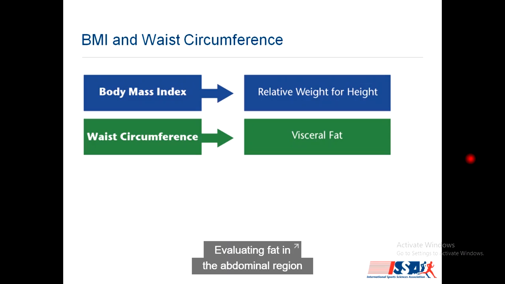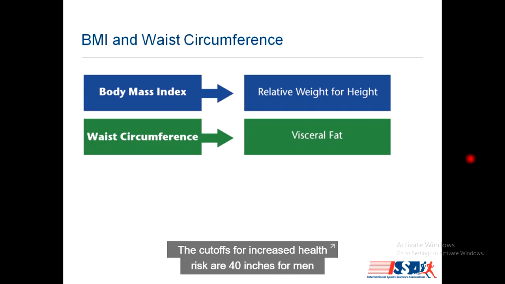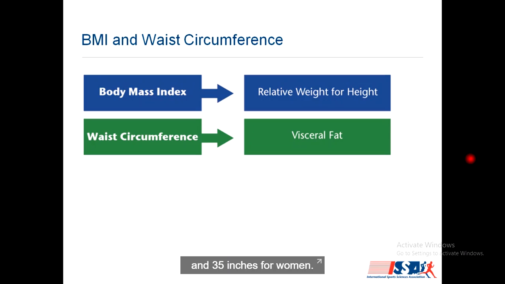Evaluating fat in the abdominal region through waist circumference measurements is important in determining an individual's health risk. The fat in the abdominal region, known as visceral fat, is associated with higher risks of diseases such as type 2 diabetes and cardiovascular disease. The cutoffs for increased health risk are 40 inches for men and 35 inches for women.